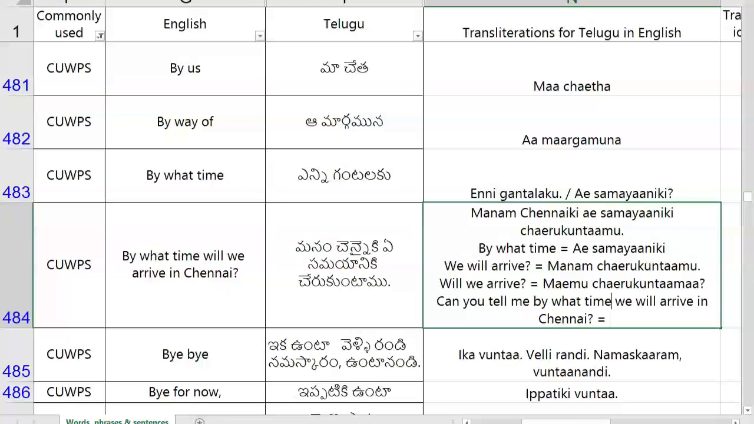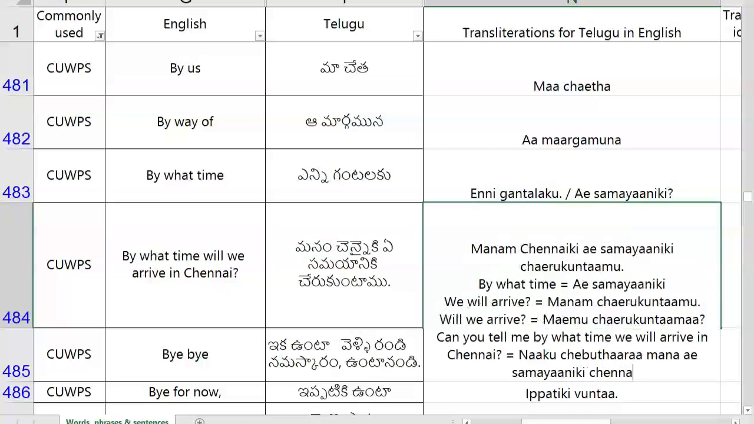So now I'm going to translate this phrase with a little variation. Can you tell me means నాకు చెబుతారా. Here you need to understand the difference between the first sentence and this sentence. మనం ఏ సమయానికి చెన్నైకి చేరుకుంటామో, this is the difference. మనం ఏ సమయానికి చెన్నైకి చేరుకుంటామో చెబుతారా. నాకు is not necessary, because since we are asking, we can skip that word నాకు.